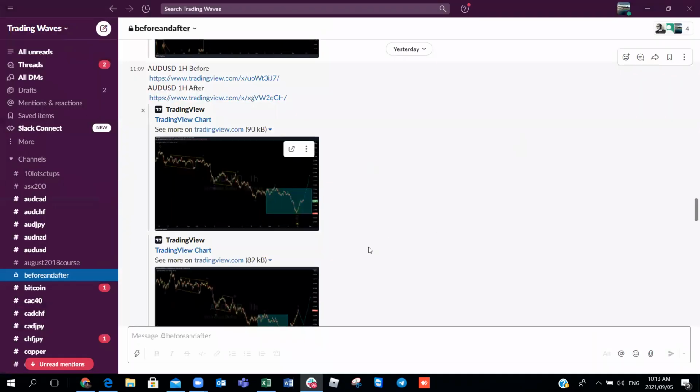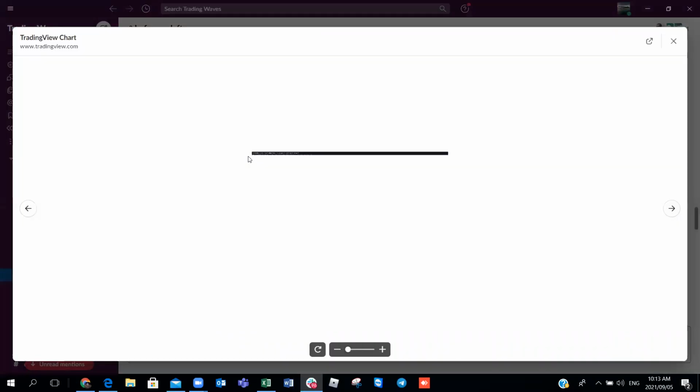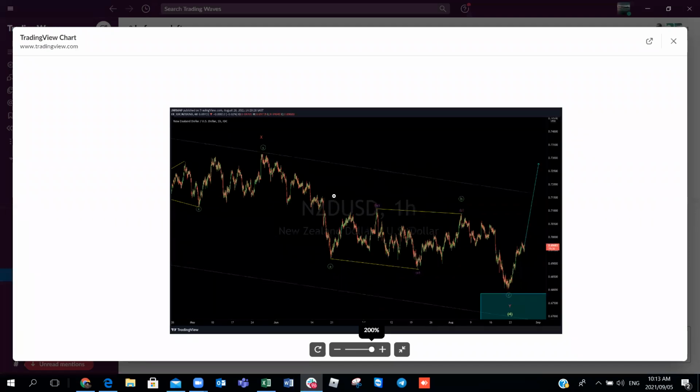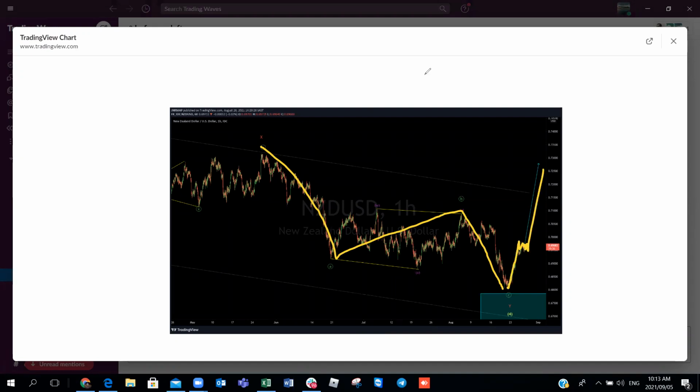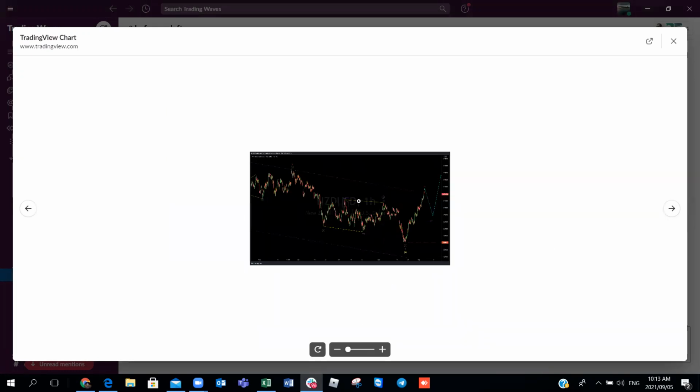Next one here, we've got New Zealand. So New Zealand, there was never a doubt on New Zealand because the structure was very clear. We were looking for a three-way move to the downside and for this to continue to the downside. I'll show you the chart before here. So we have got our three-way structure to the downside here, and we're looking for the New Zealand to continue to push to the upside, and that is what we've been getting in the week. We've been pushing to the upside as far as the New Zealand is concerned.